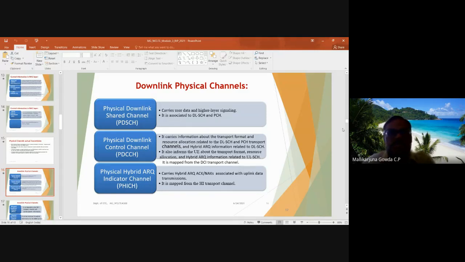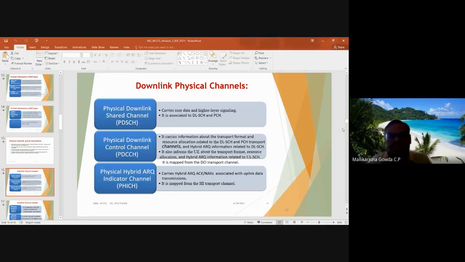It carries information about all those things. What is that I said? It carries information about transport format and resource allocation related to the downlink shared channel and paging channel transport channels, and also hybrid ARQ information which is related to downlink shared channels. Okay. And this channel, that is physical downlink control channel, informs the user equipment about the transport format as well as the resource allocation and hybrid ARQ information related to uplink shared channels.